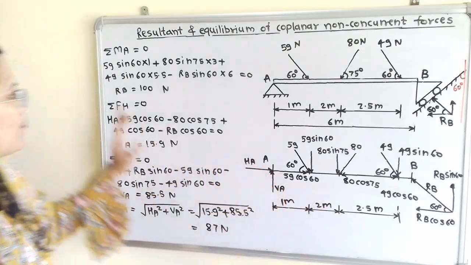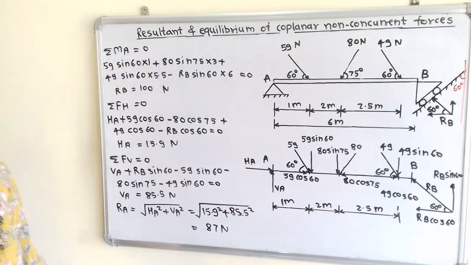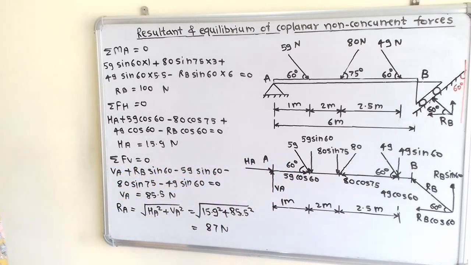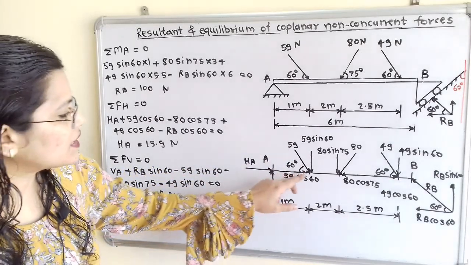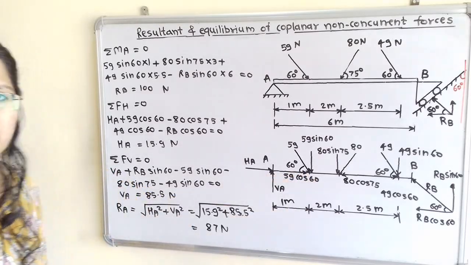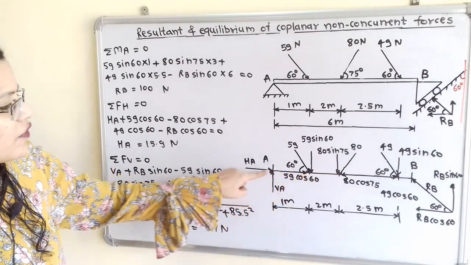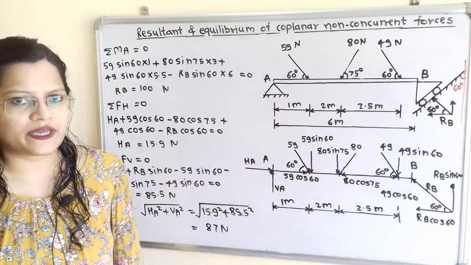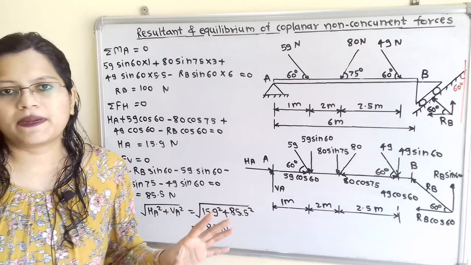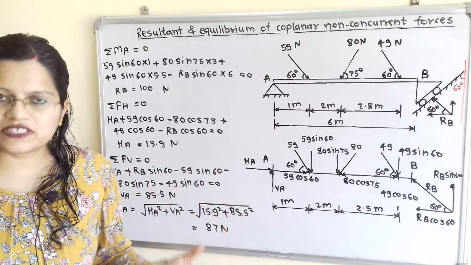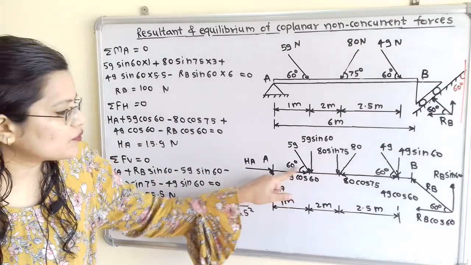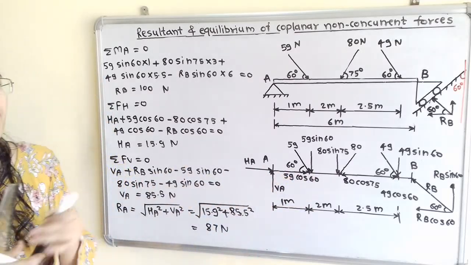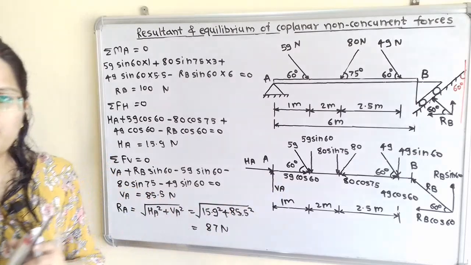So when we take the moment of all the forces equal to 0, first we will take this 59 Newton force. Now if we observe, here is the horizontal component. If we extend the line of action of this horizontal component, it passes through A. So there is no perpendicular distance, that is, the perpendicular distance will become 0, and so we are not going to consider this 59 cos 60. Now we will move to the vertical component.